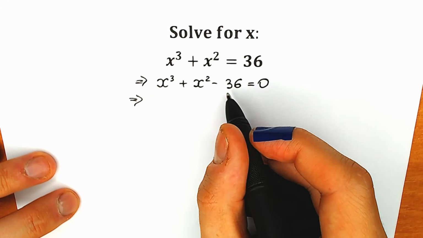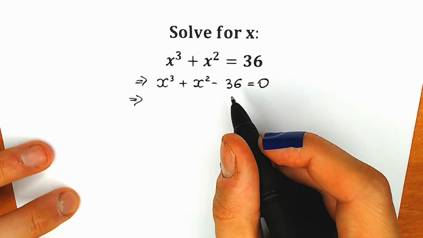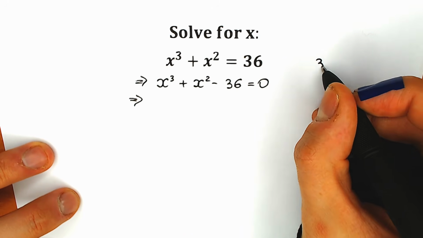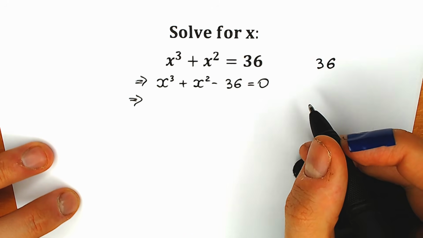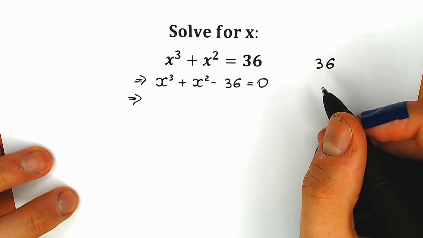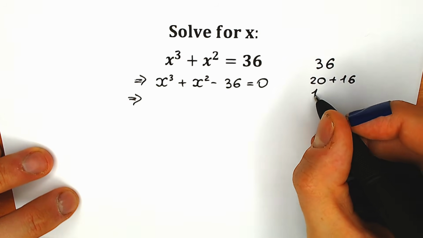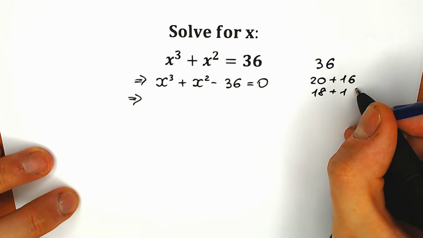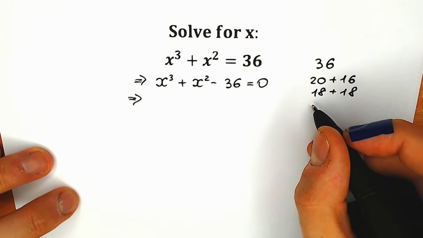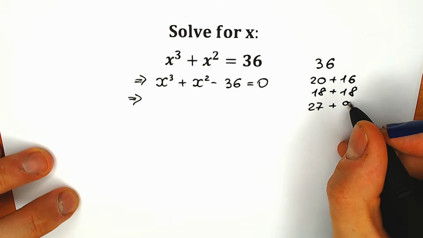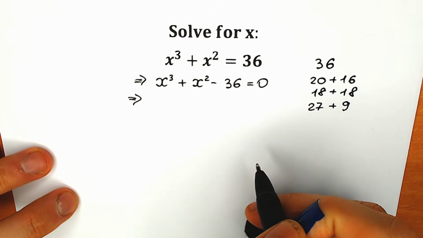Instead of the 36, let's write 27 plus 9. A lot of students may be asking why we should write it. Of course, there are a lot of ways to express 36. We can express it like 20 plus 16, 18 plus 18, something like that. A lot of ways, but the best way to express this is to write it as 27 plus 9. And a lot of students might be asking, why 27 plus 9?